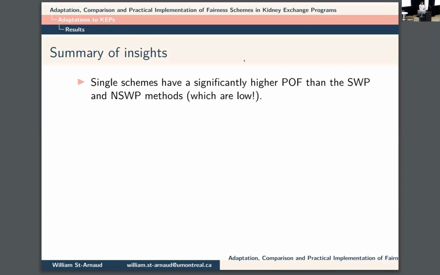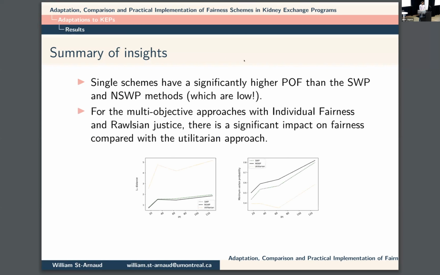Summary of the insights: basically, we've seen that the single schemes, so this is just optimizing for fairness, have a significantly higher price of fairness than the multi-objective approaches. So this is good, I guess. And for the multi-objective approaches with individual fairness and Rawlsian justice, there's a significant impact on fairness compared with the utilitarian approach. Basically, if you compare these methods with respect to the fairness objective, there's a significant improvement compared to just maximizing the total number of transplants.